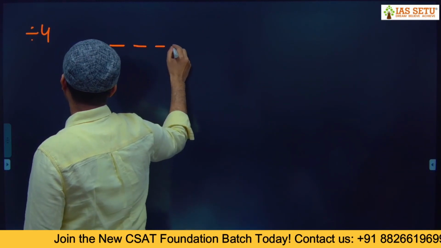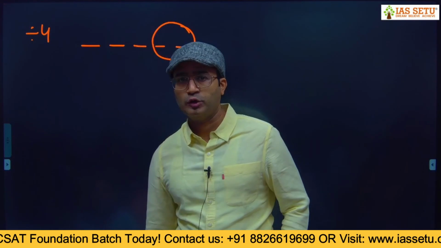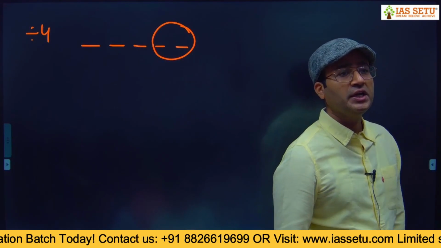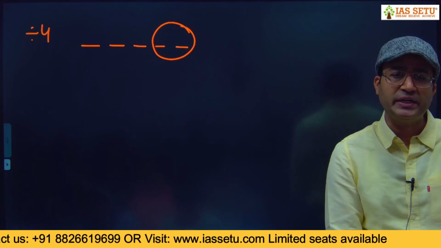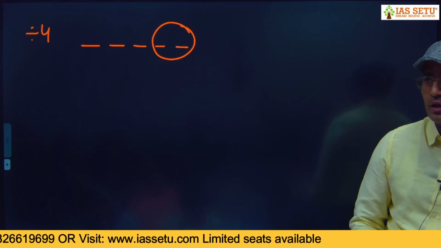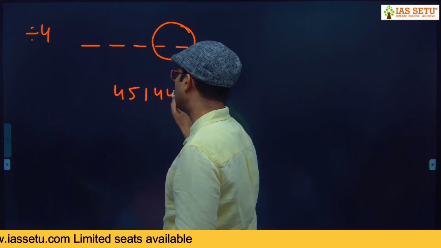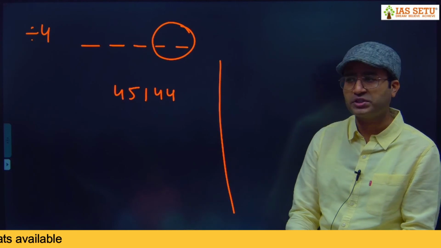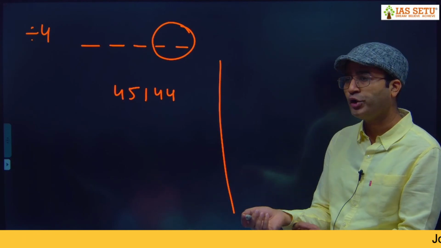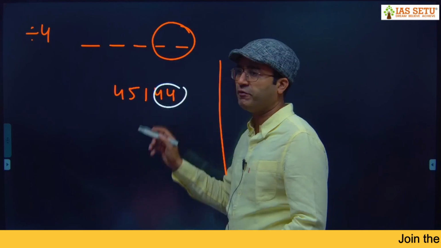So the rule for divisibility of 4 is we check the last 2 digits. No need to check the complete number. If the last 2 digits are divisible by 4, it means the complete number is divisible by 4. Like here, 45,144. Yes, because 44 is divisible by 4. That's why no need to waste your energy. You can say the complete number is divisible by 4.